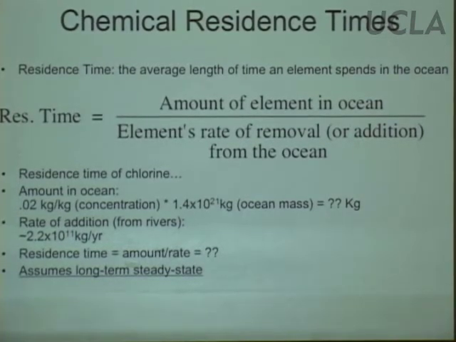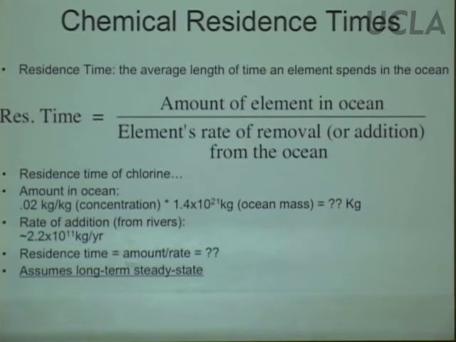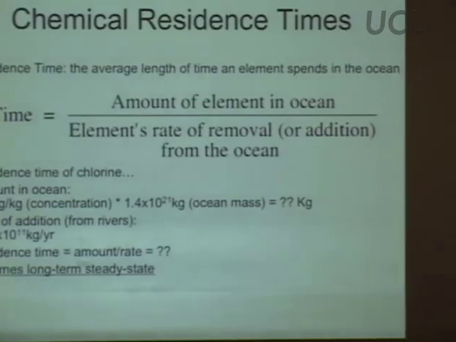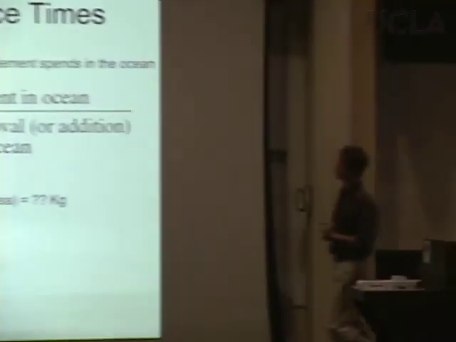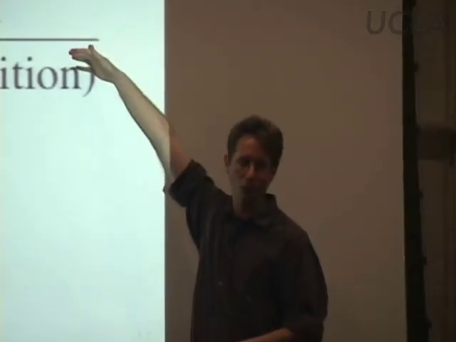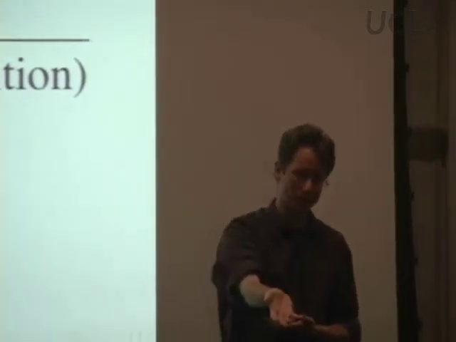Okay? So the residence time for chloride in ocean water is really, really long. Over 100 million years. Which means that there's a lot of chlorine in the ocean relative to how quickly it's being added or removed. Once a chlorine atom gets dissolved in seawater, it tends to stay associated with the ocean for a really long time.